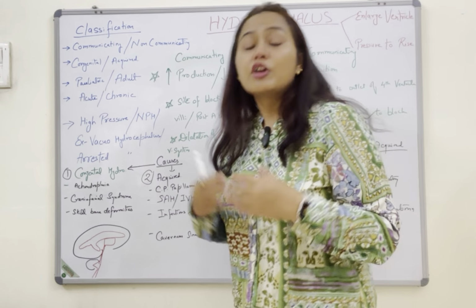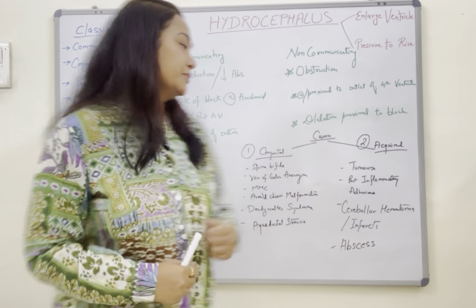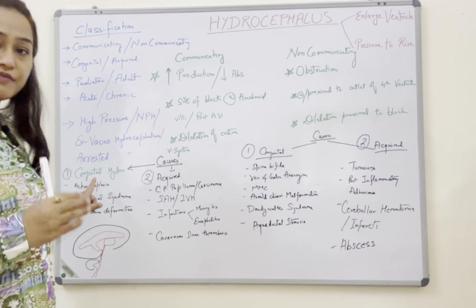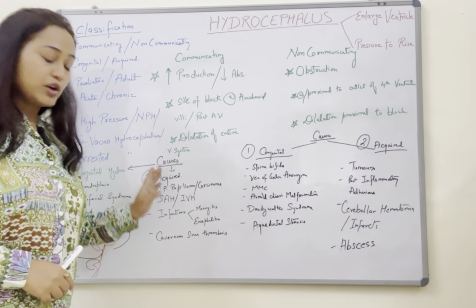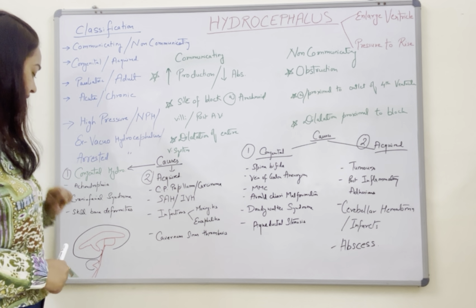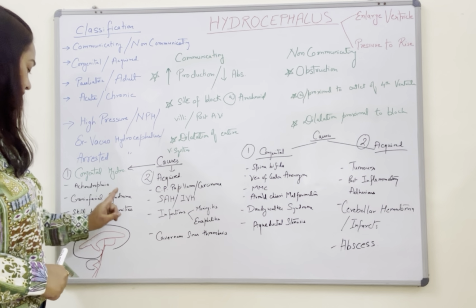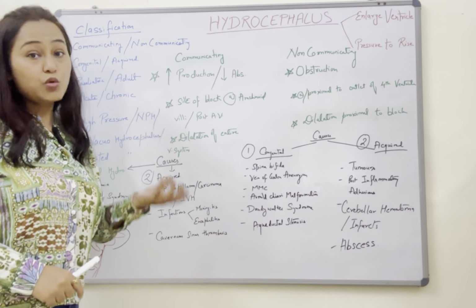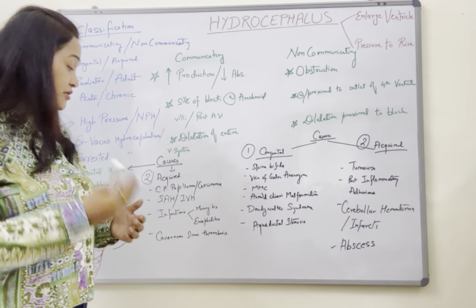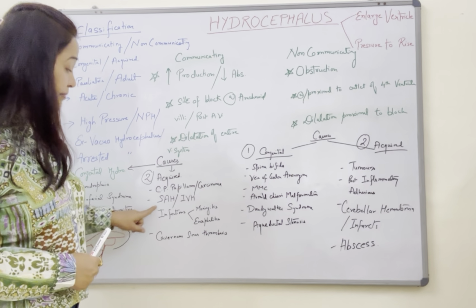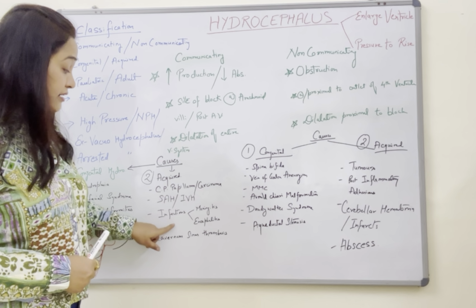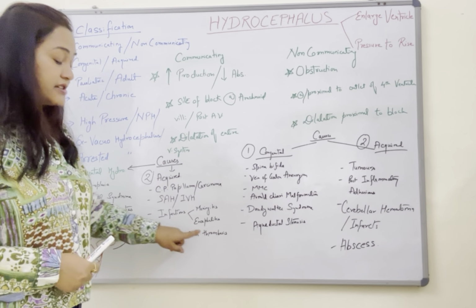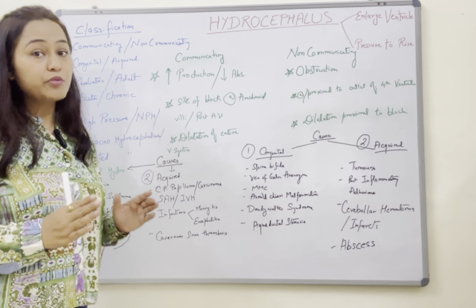So what are the causes of communicating and non-communicating hydrocephalus? The communicating hydrocephalus causes we divide into two, congenital or acquired causes. In congenital hydrocephalus, there may be achondroplasia, craniofacial syndrome and skull-based deformities, right? In acquired causes, there may be choroid plexus papilloma or carcinoma, which cause increased production of CSF. There may be subarachnoid hemorrhage, intraventricular hemorrhage, or infections like meningitis, encephalitis, where hydrocephalus can be seen, and cavernous sinus thrombosis, which gives a communicating type of hydrocephalus.